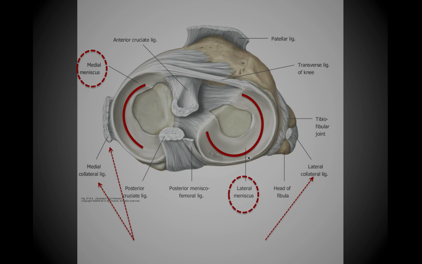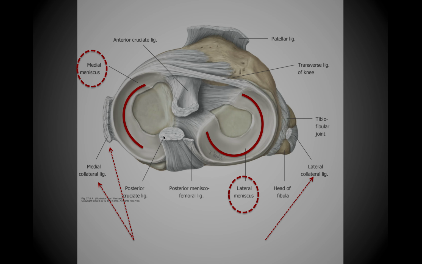Now looking at an artist rendering of the menisci, we can see the medial meniscus has more of an open C shape, whereas the lateral meniscus has more of a closed C shape. So it's more circular, whereas the medial meniscus is more of an open kind of half circle. And then you can see how the menisci are attached to the tibia via the coronary ligaments. So there's a number of different coronary ligaments.